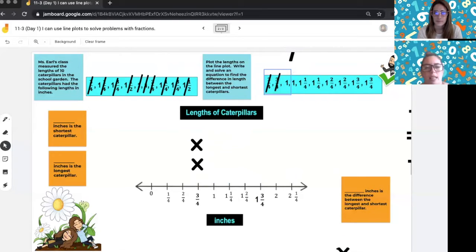The next side length of the caterpillars are 2 caterpillars are 1 inch long. So let's put 2 X's above 1. And cross out the 2 ones. Okay. There are 2 caterpillars that are 1 and 1/4 inches long. And don't forget to cross them out of our data set. And there are 2 caterpillars that are 1 and 2/4 inches long, or 1 and 1/2 inches long.